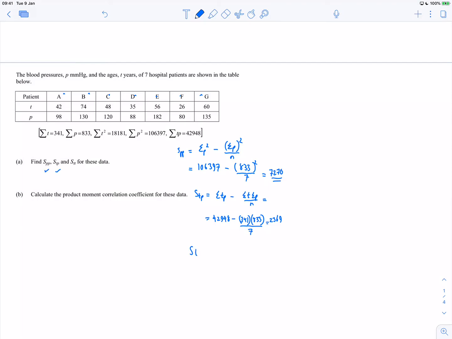I need STT. So that's going to be the sum of T squared minus the sum of T all squared over N. So the sum of T squared is given, which is 18181 minus the sum of T, which is 341, all squared over 7, which is, oh, not a nice number, never mind, 1569.42857 and so on. So that's that done. So this is my answer for part A.